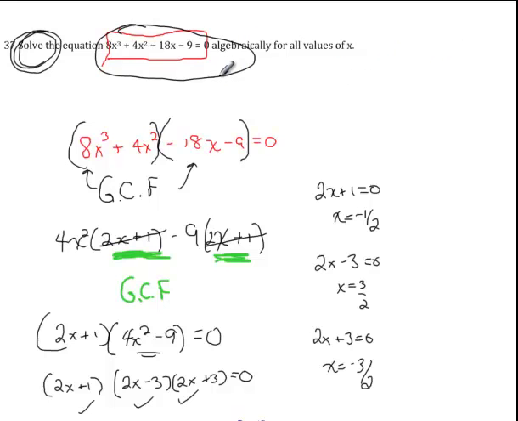Since it's a cube, we know a cubic function looks like this. And it's going to cross the x-axis 1, 2, 3 times. And here are my 3 places that it crosses the x-axis.